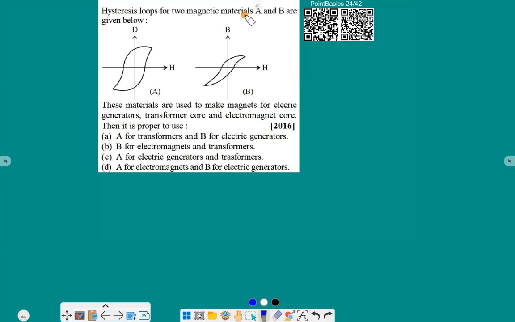Hysteresis loops for two magnetic materials A and B are given below. These materials are used to make magnets for electric generators, transformer cores, and electromagnet cores. Then the proper use is... So we have to find which one of the following is a better use for either a transformer or an electrical generator. Now from this hysteresis loop, if we compare both of these two loops, we can easily say that loop A has a larger area and loop B has a smaller area.